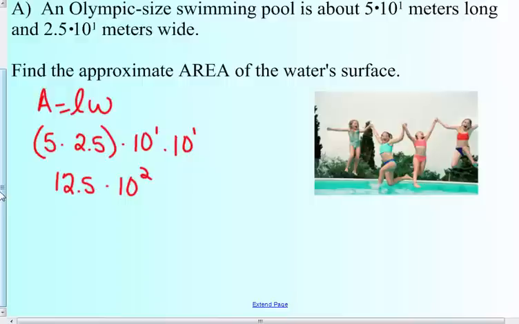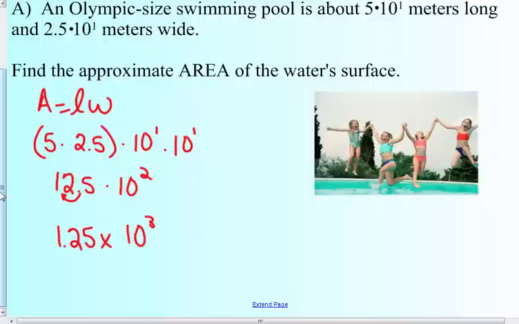Well, my answer is not in scientific notation. So I'm going to move this decimal to the left, which is like adding one more to our exponent of 10 to the second here. So I get 10 to the third, and I have 1 and 25 hundredths times 10 to the third.